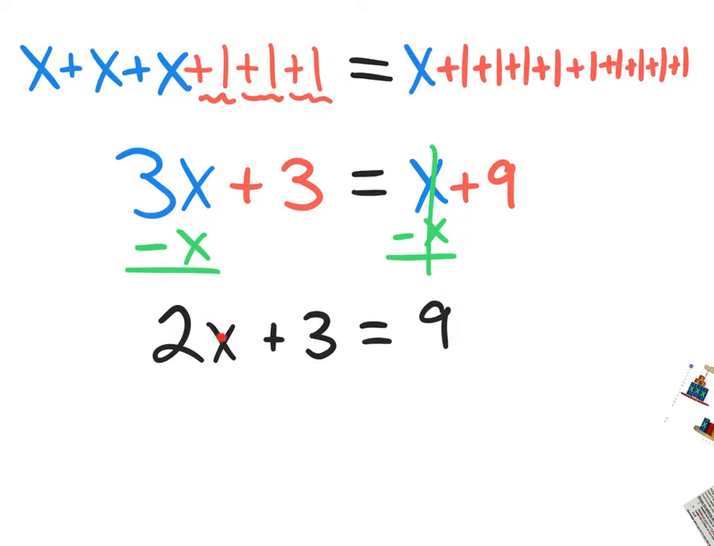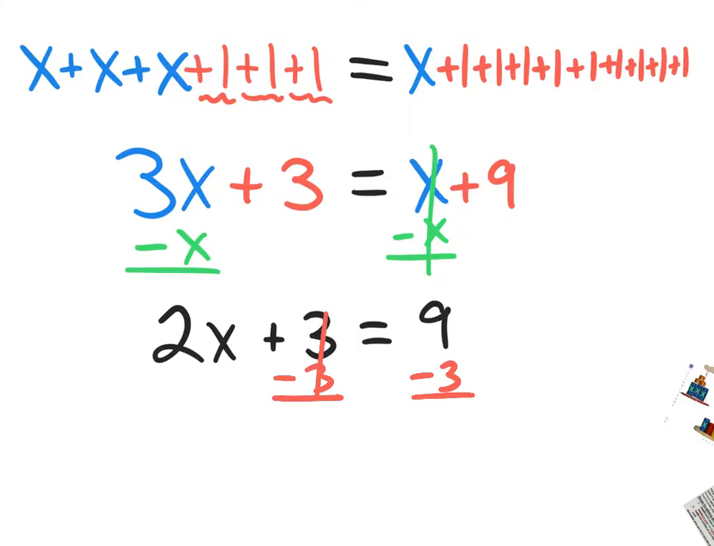We have x on the left side. We need to get it by itself. It's not by itself. There's a 2 right there and there's a 3 right there. We need to get rid of this 3 first by doing the opposite. How do you get rid of something? You do the opposite, right? So what's the opposite of plus 3? Minus 3. And what you do to one side, you do to the other side to maintain the balance.